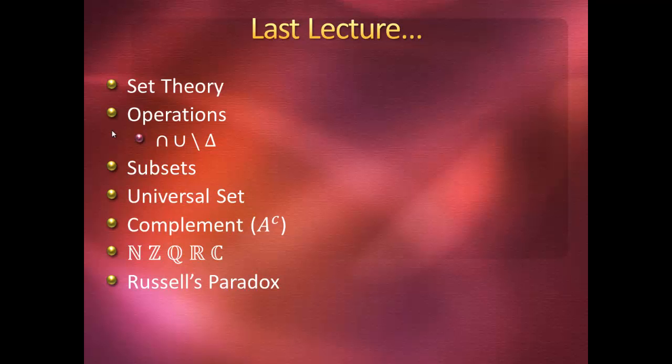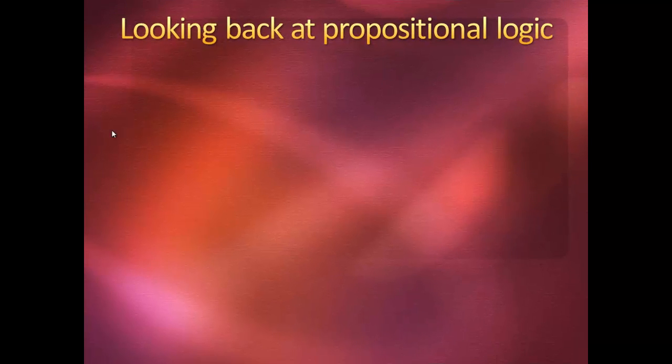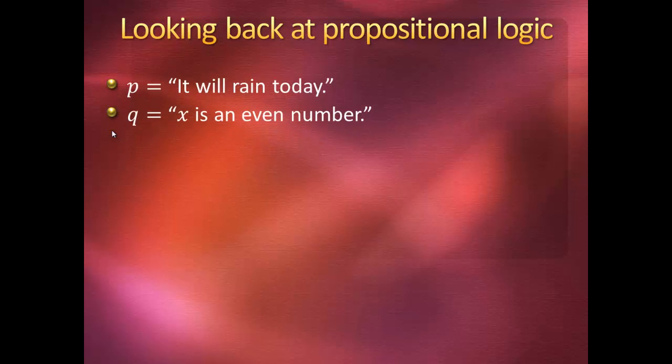Now it's time to take our newfound knowledge of sets and use it to extend what we can do with logic. Recall that in Lecture 3, we discussed propositional logic, in which we used letters like P, Q, and R to represent entire sentences, such as "It will rain today," or "X is an even number." Remember, however, that second example, "X is an even number," is a bit of a strange proposition, even though it's a valid one. We would need to know the value of X in order to find out whether our statement is true.